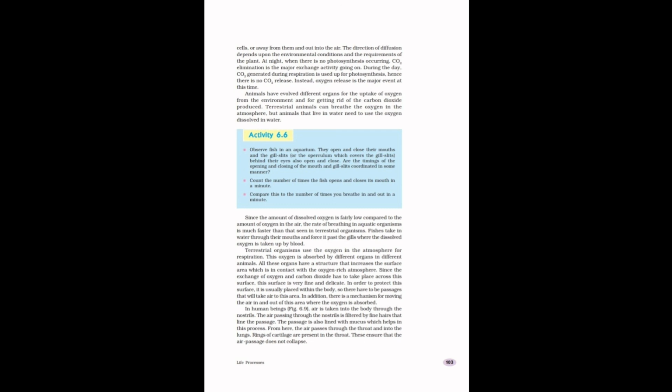Animals have evolved different organs for the uptake of oxygen from the environment and for getting rid of carbon dioxide produced. Terrestrial animals can breathe the oxygen in the atmosphere, but animals that live in water need to use the oxygen dissolved in water.